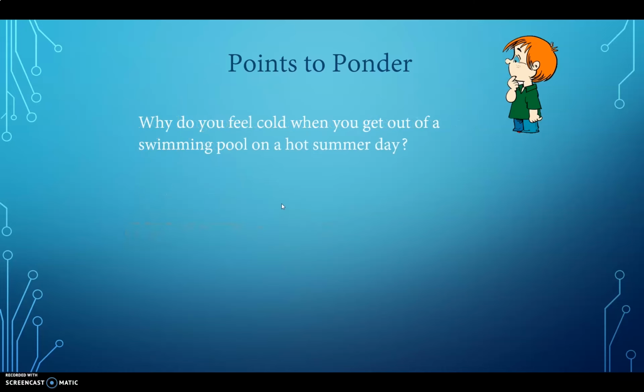All right, here's another one that you've probably noticed. You get out of a swimming pool on a hot summer day in Stockton, yet you feel a chill. You're cold. And well, how in the world can we feel cold when we get out of a pool on a 95-degree day? And the answer is, it has to do with heat of vaporization.